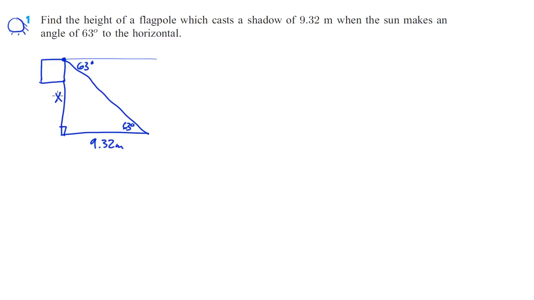So from this angle, this is the opposite, this is the adjacent. With SOHCAHTOA, opposite and adjacent is tangent. So we're going to want to do tangent of 63 equals opposite over 9.32. To figure out what the opposite side is, we're going to want to multiply both sides by 9.32, and then instead of opposite, let's call this x.